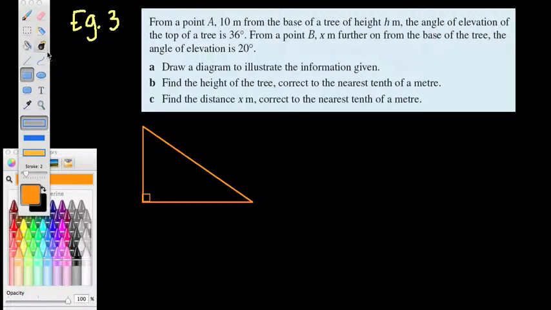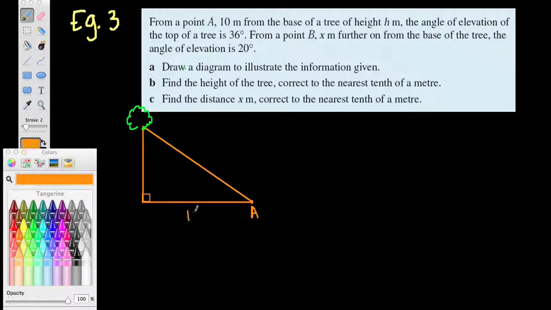Okay. I'm going to start entering the first piece of information. From a point A, 10 metres from a base of a tree. So this is our tree here. I'll just put the leaves on the top maybe. So we can see there's our tree. We've got a point. It's labelled as A, so I'll put that here. That point is 10 metres from the base of that tree. Here's the base of the tree here.